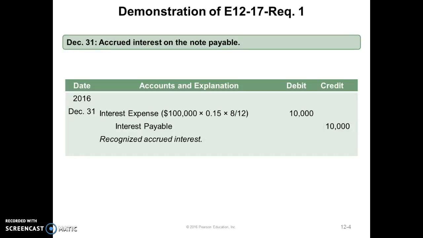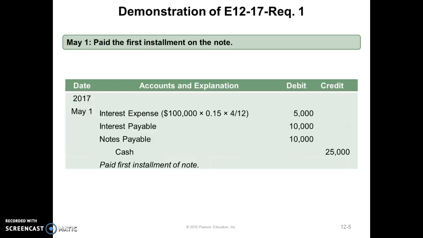So on December 31st, we have to accrue 8 months' worth of interest, right? So the interest expense is 100,000 times 0.15 because it was a 15% interest, kind of a high rate, right? And then we're going to multiply by 8 divided by 12 because we're only doing this for 8 months. So that's 10,000. So our interest expense is 10,000 and the interest payable is 10,000.